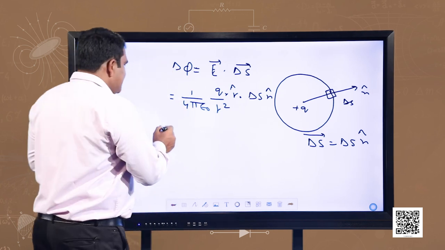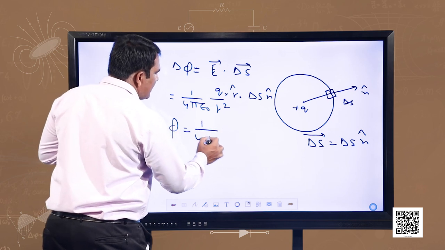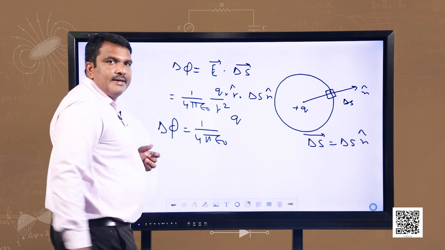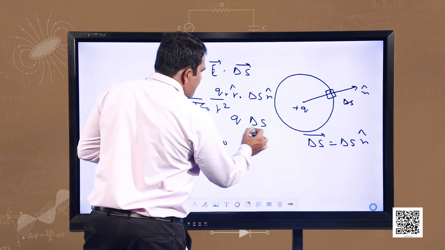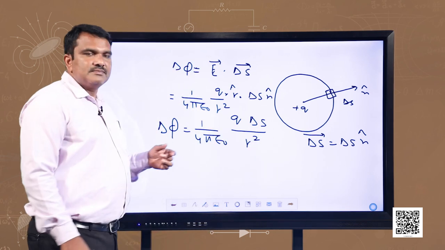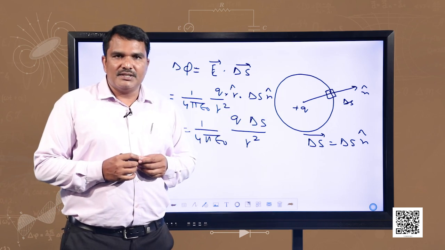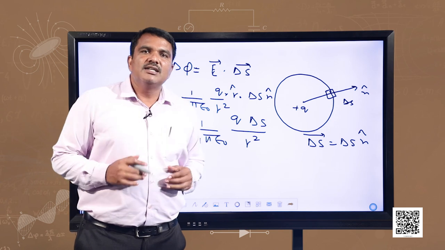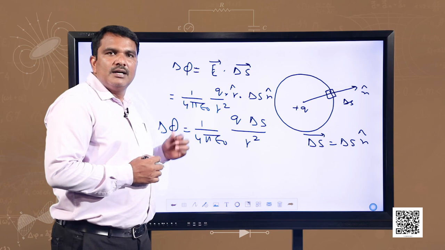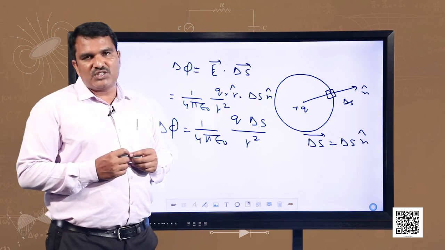So, we can write delta phi as 1 by 4 pi epsilon naught Q delta S divided by r square, because r cap and n cap both are in the same direction. The total flux through the sphere is obtained by adding up the flux through all different area elements which can be cut from this sphere.